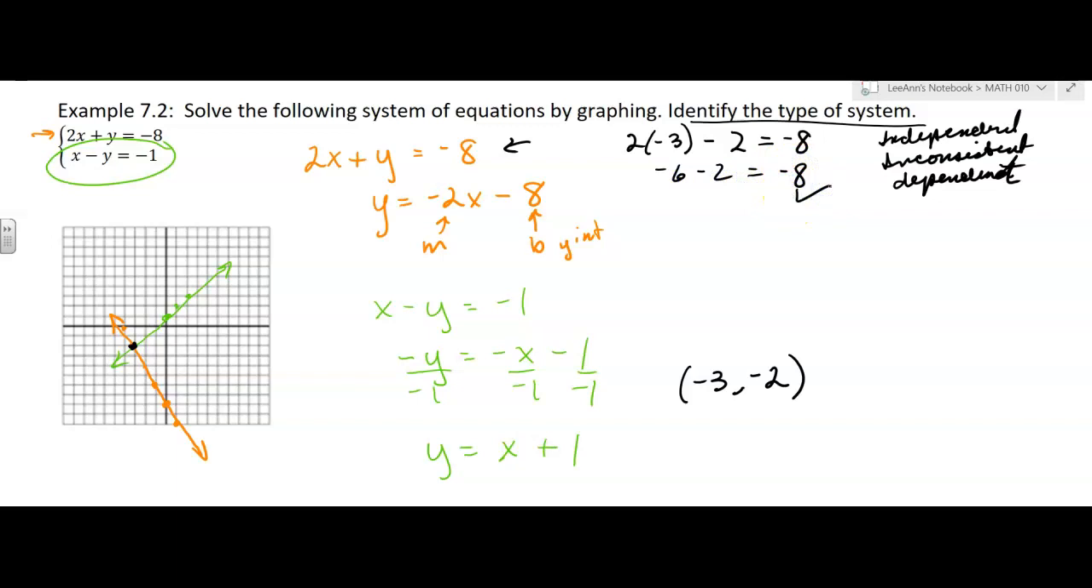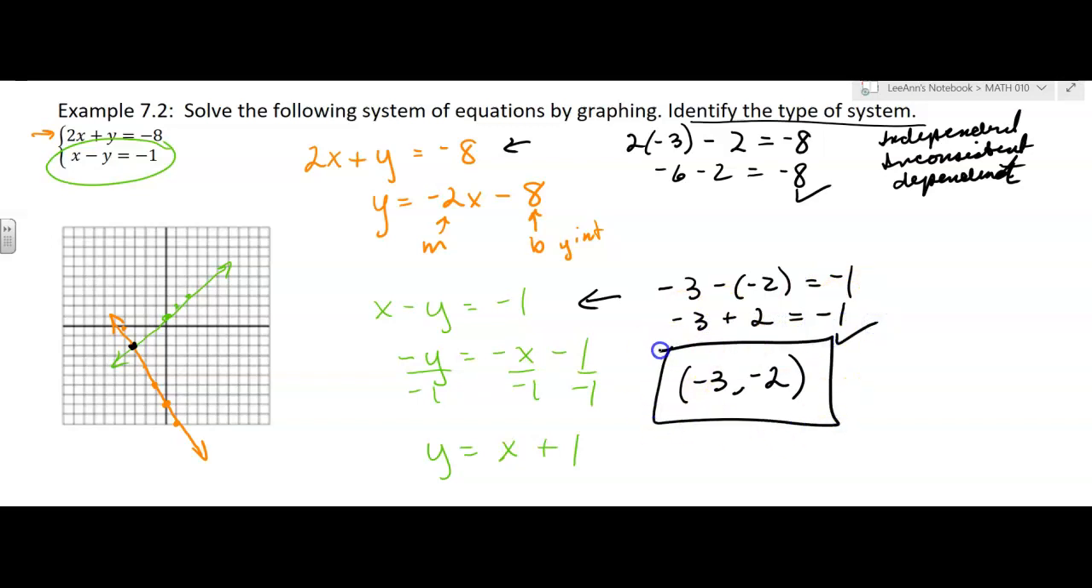And let's see if it works in the other equation. So we would have -3 minus -2, does that equal -1? -3 plus 2, does that equal -1? Yes. Okay, so our solution actually works. When you're solving by graphing, for an exam, you don't necessarily have to check it unless it says to. Okay, so let's answer the question.